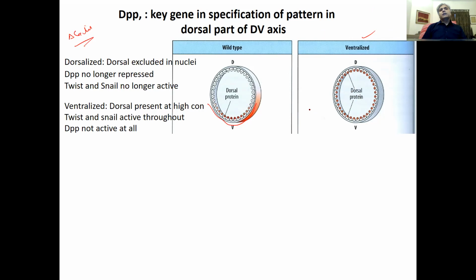Similarly, contrary to ventralized, we have a phenotype which is dorsalized, and I already explained that. In case of dorsalized, the dorsal protein is excluded from all the nuclei. It's not within the nuclei, it will be excluded. So this is the wild type. So if dorsal protein is kicked out of the nuclei, it never gets access within the nucleus, just mimicking the dorsal axis. So this phenotype is dorsalized.